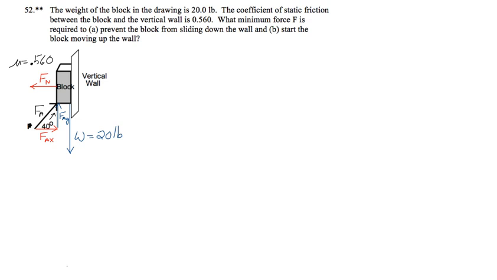So, to prevent the block from sliding down, friction will be up. Because if it moves at all, it's going to move down. So in order to move down, it has to overcome friction, which would oppose that motion. So for part A, my friction is going to be in this direction.